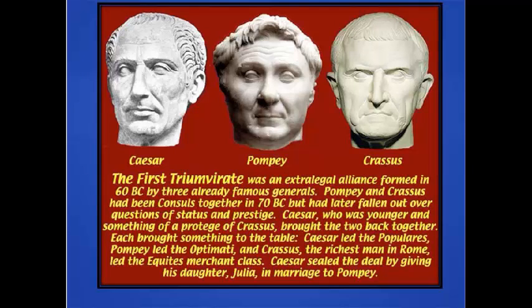So here we have a brief description of Caesar, Pompey, and Crassus, and how they worked together. At the bottom, you can read that each brought something to the table. Caesar led the populares, Pompey led the optimates, and Crassus, the richest man in Rome, led the equites, the merchant class. Caesar sealed the deal by giving his daughter Julia in marriage to Pompey. So these 3 pieces of leadership each had their own strategies, their own way of leading, but also their own benefits to one another.